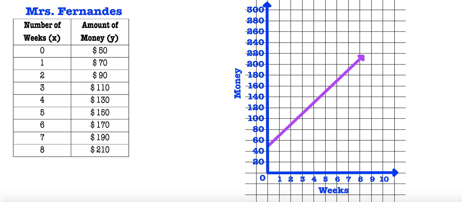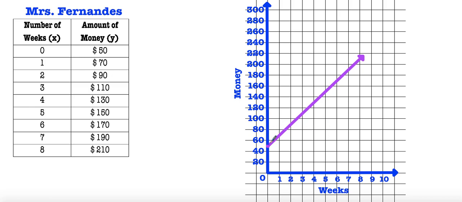So here I have my table and I have my graph. On my graph, you'll notice that I started counting by 20s, so 0, 20, 40, 60, and so on for my y-axis, and for my x-axis, I counted by ones. Because I started off with $50, that's directly in between 40 and 60, so my $50 would be here. And every week after that, we added $20. So here after the first week, it would be at 70, then it would be at 90, 110, and so on.